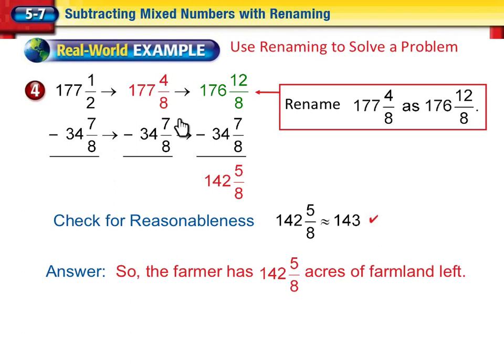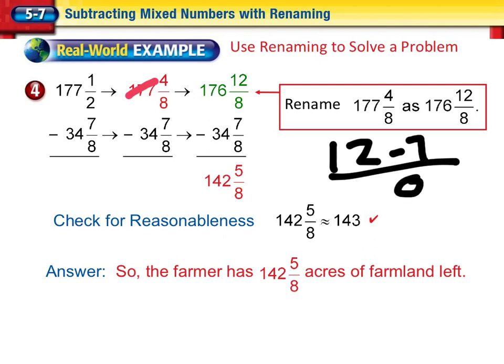Now we need to subtract 7 from 4. We know we can't do that, so what we've done is we've borrowed. We've borrowed from the 177 and made it into 176, and we know that 1 is equal to 8/8, so we added 8/8 to our original 4/8, and we got 12/8. So now we can subtract 12/8 minus 7/8, which will give us 5/8. And then we can subtract our whole numbers. We'll subtract 34 from 176, and it gives us 142. So our answer is 142 5/8.